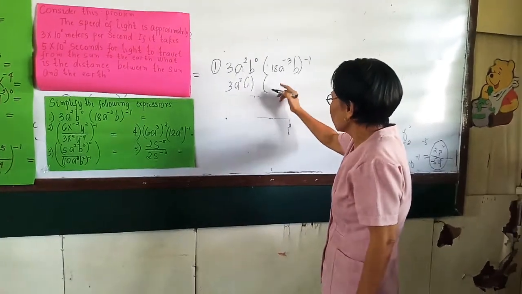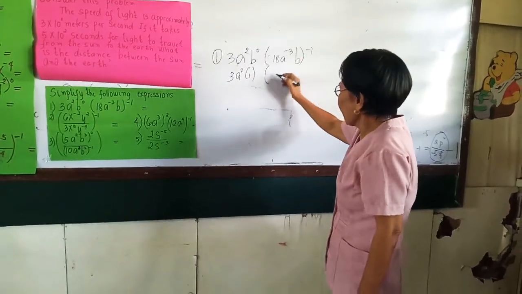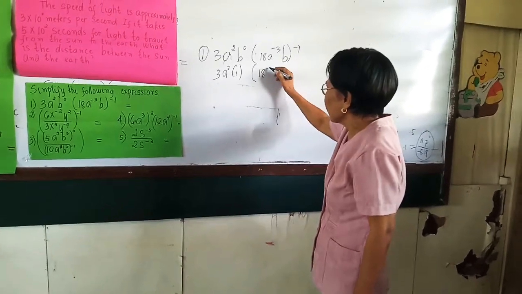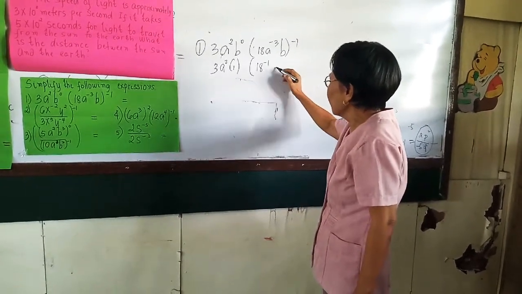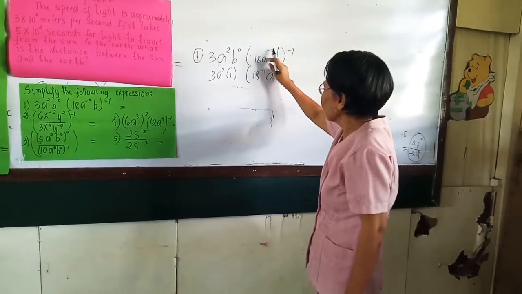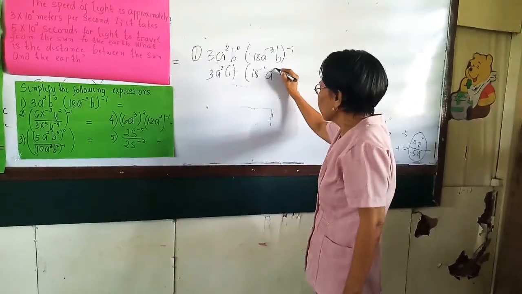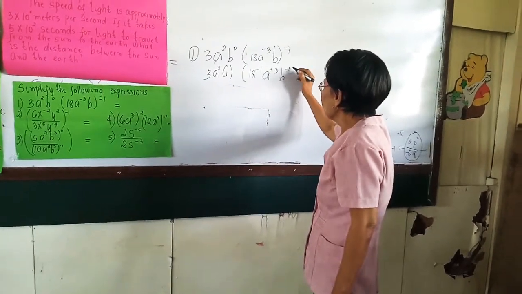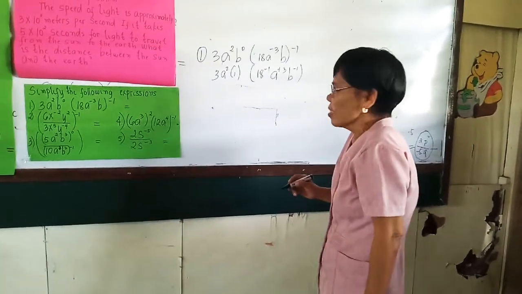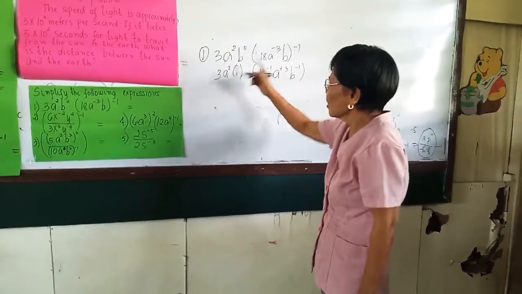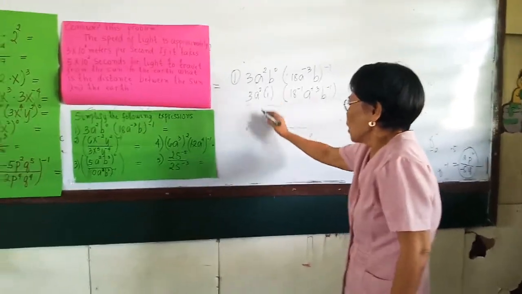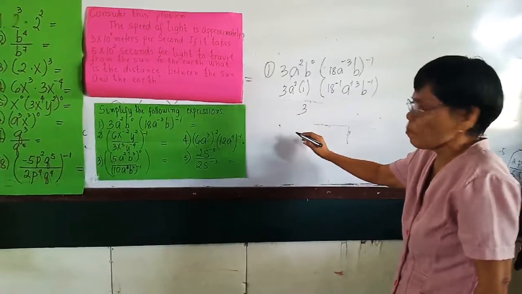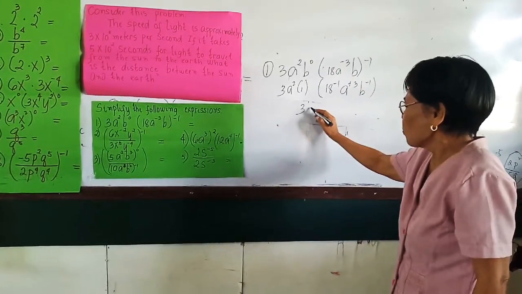So times 18 times negative 1, it becomes negative 1. Then a negative 3 times negative 1 equals positive 3. Then b negative 1. Okay. So let us arrange this one. So 3, this is positive. It remains in the upper place.